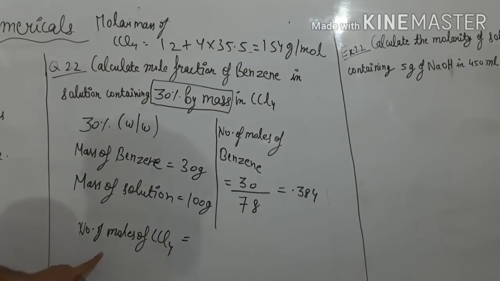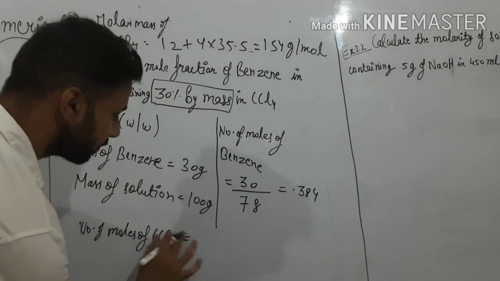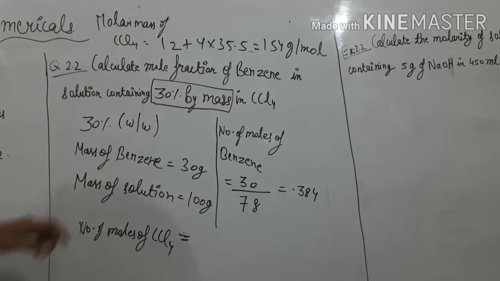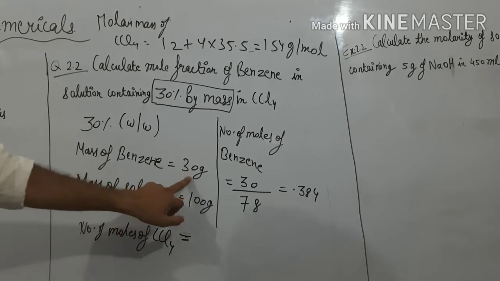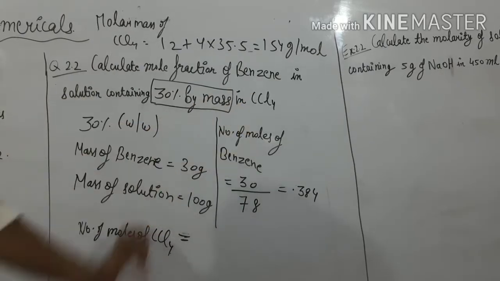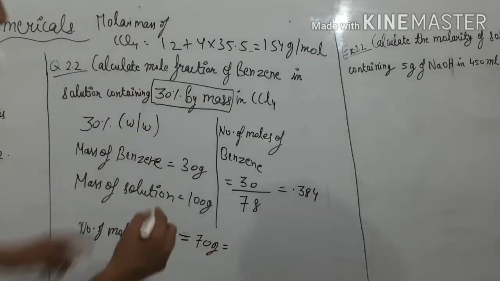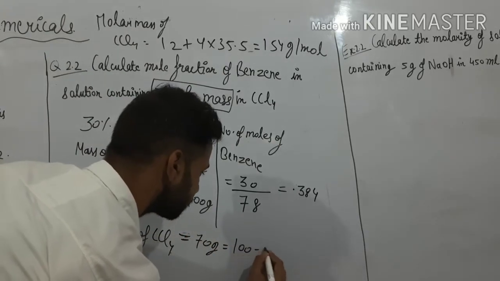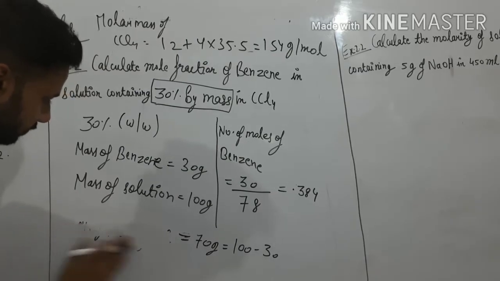Okay, so how will we find the number of moles of CCl4? Given mass, what is the mass of CCl4? See, mass of solution is 100 gram and mass of benzene is 30 gram. So the mass left is 70 gram, that is the mass of CCl4, that is 70 gram. How will this come? 100 minus 30. Okay, this is the mass of CCl4.